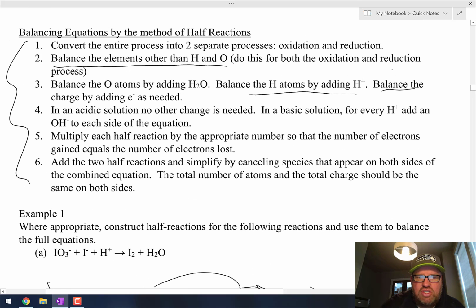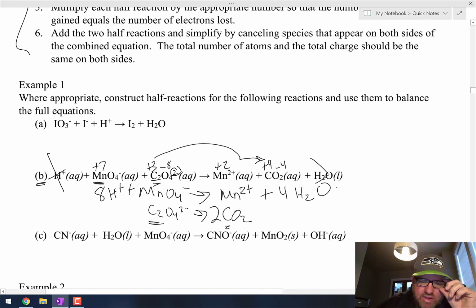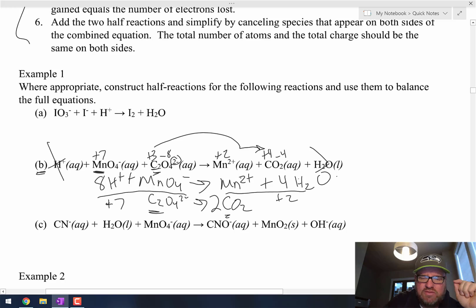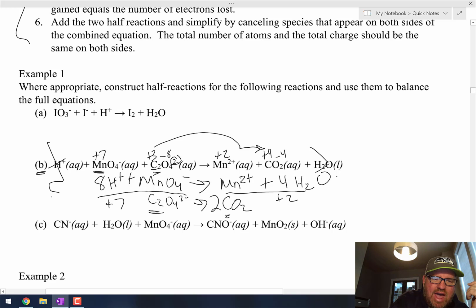And then it says balance the charges by adding electrons as needed. So here's how we have to look at both sides of the equation. What's the total charge on both sides? For example, here I see 8 positives and 1 negative. That's a +7 on this side. And on this side, the total charge is +2. So +7 on one side, +2 on the other side. I need those numbers to be the same. So I'm going to add 5 electrons to this side. 5 -1 charges brings that +7 down to +2.